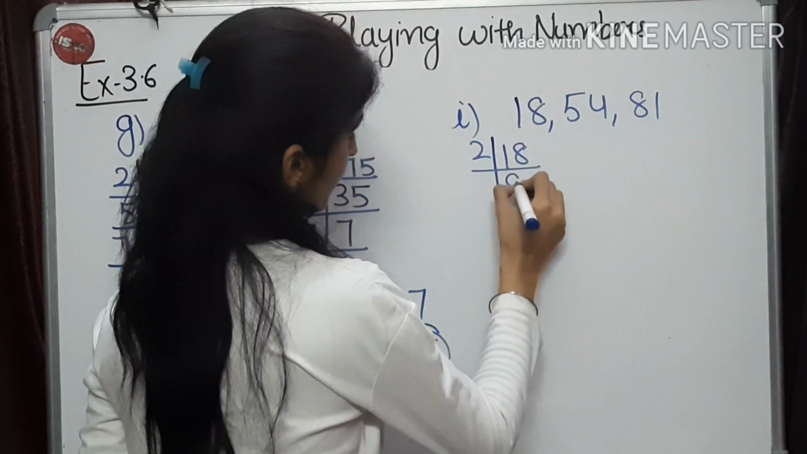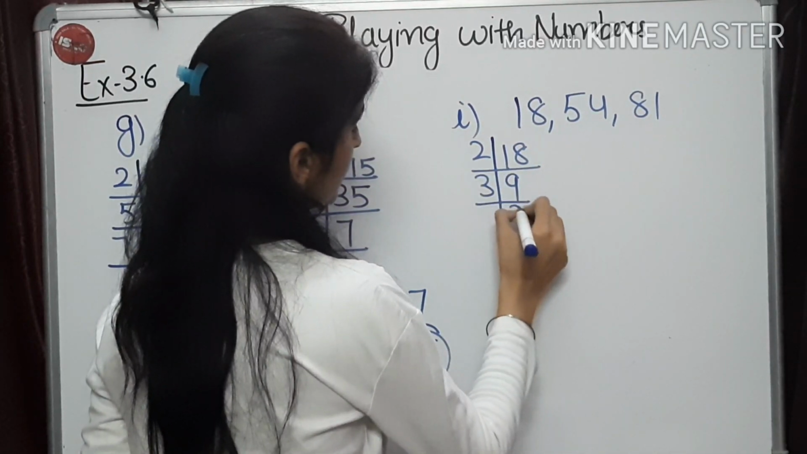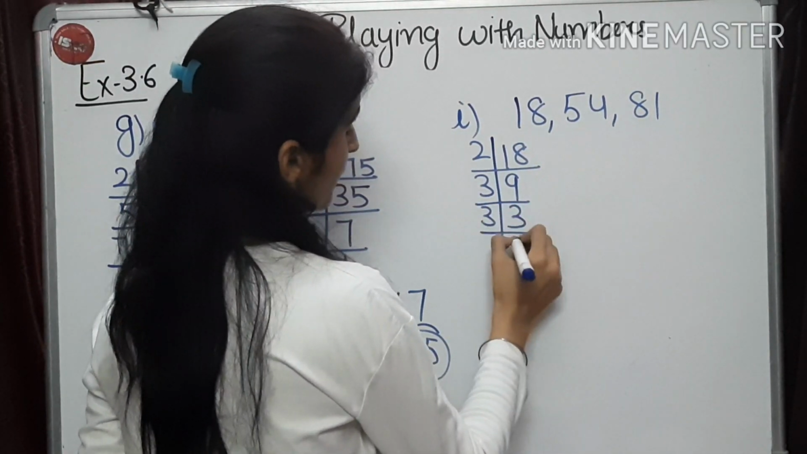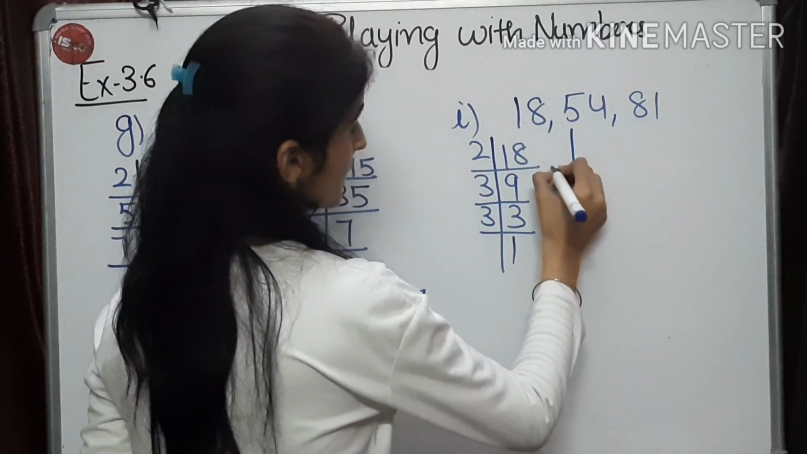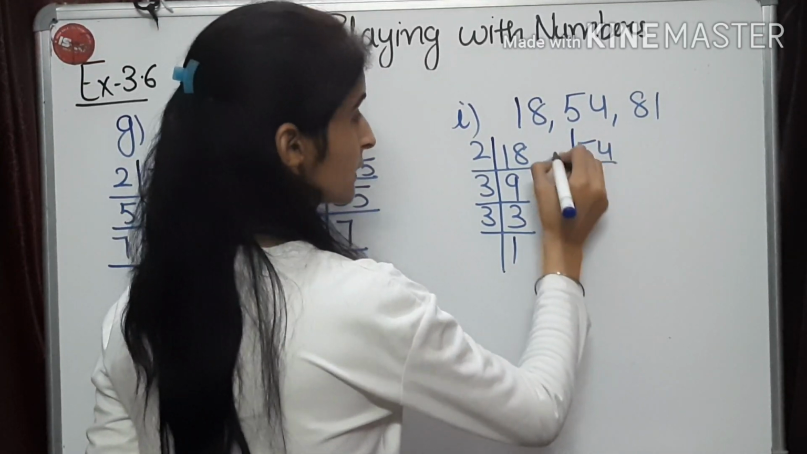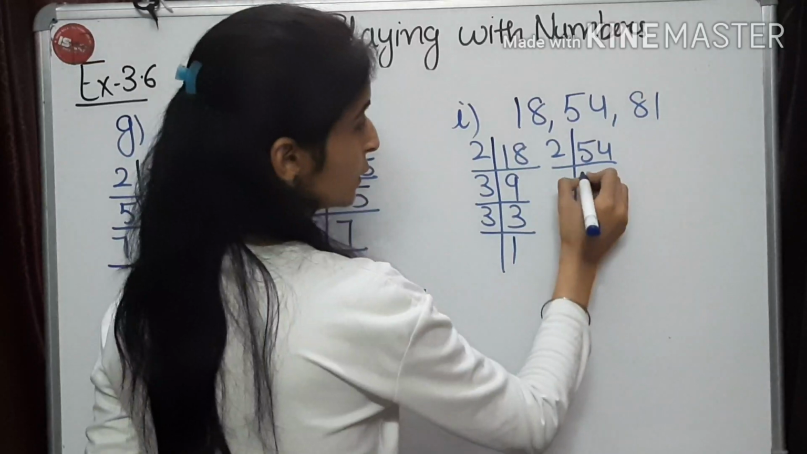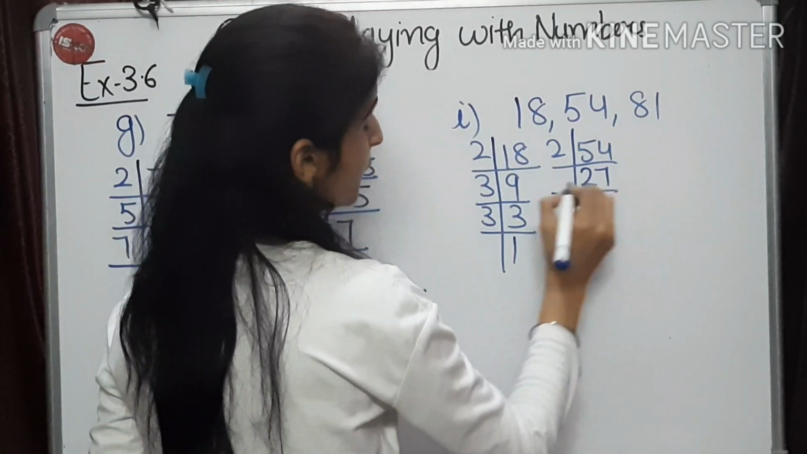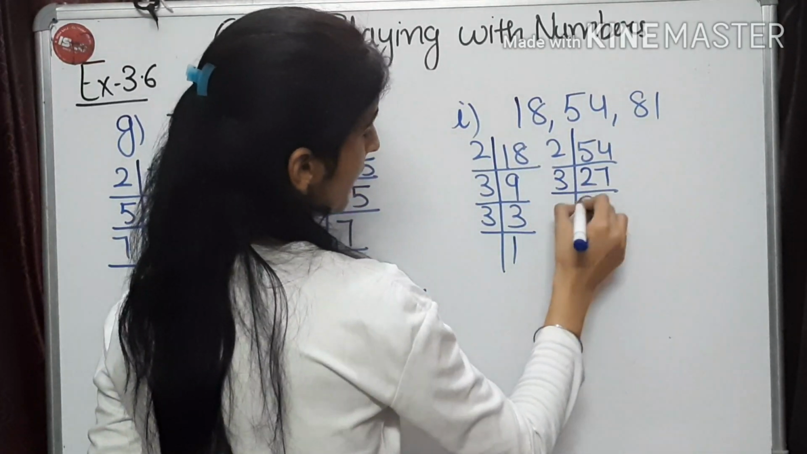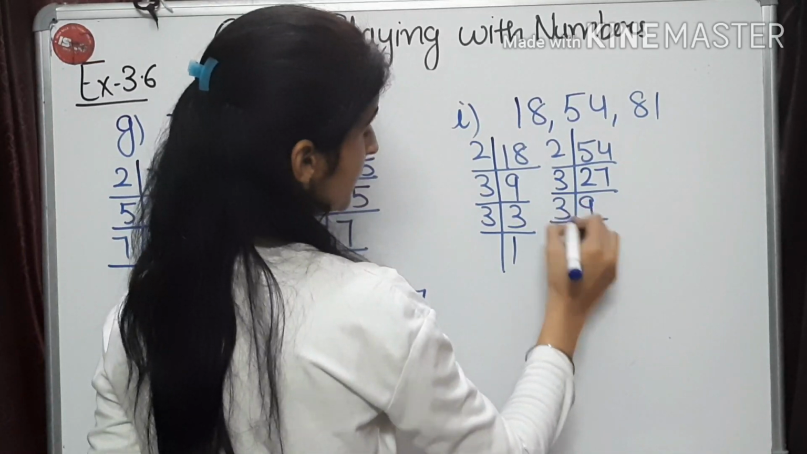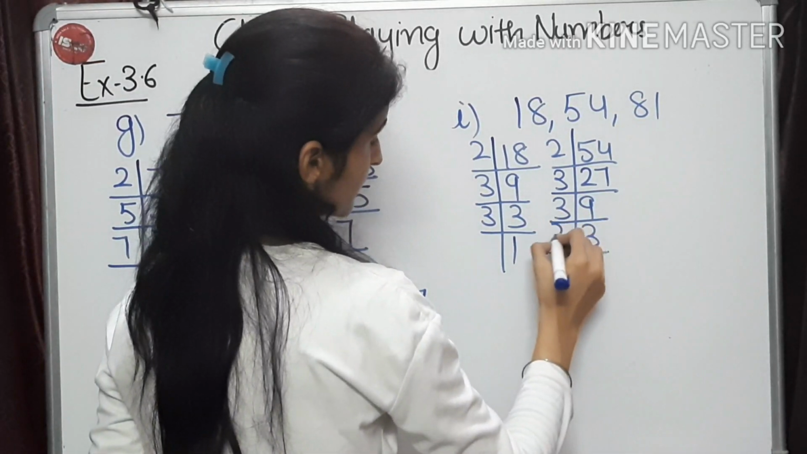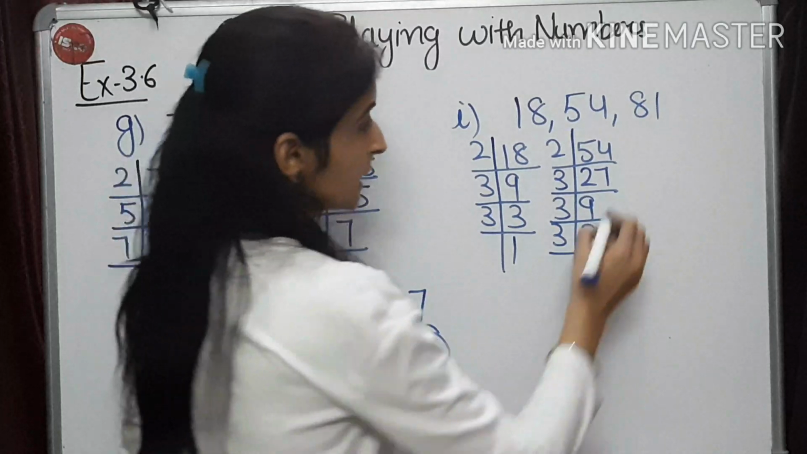18. 2 9s are 18. 3 3s are 9. 3 1s are 3. 54. 2 2s are 4. 2 7s are 14. 3 9s are 27. 3 3s are 9. 3 1s are 3.